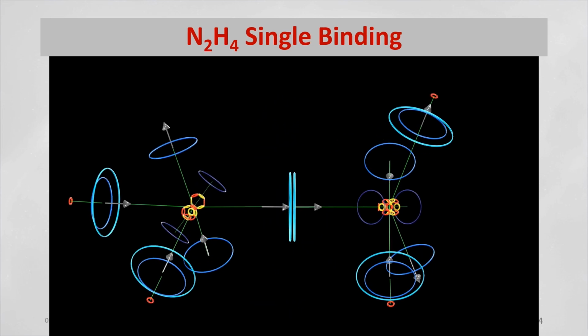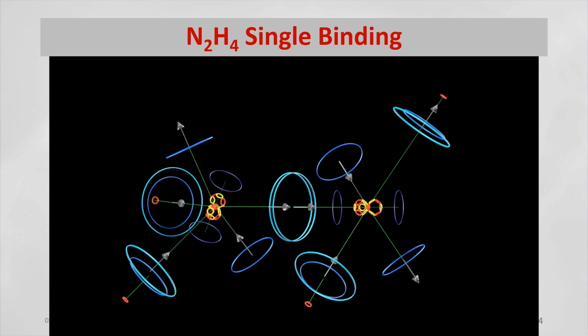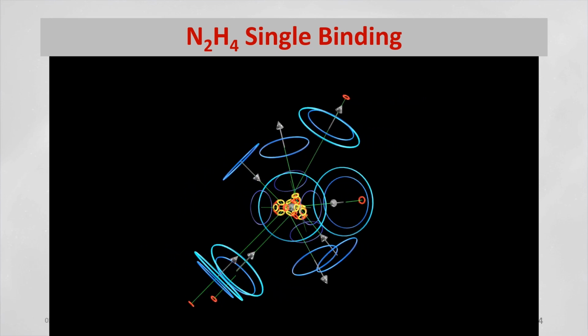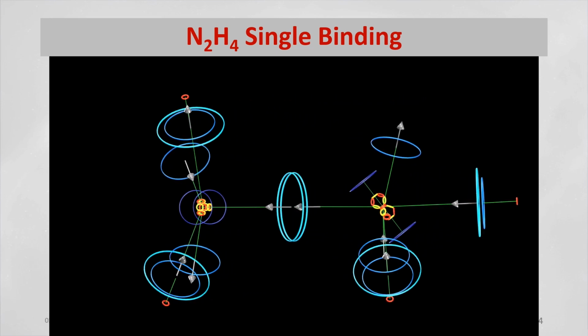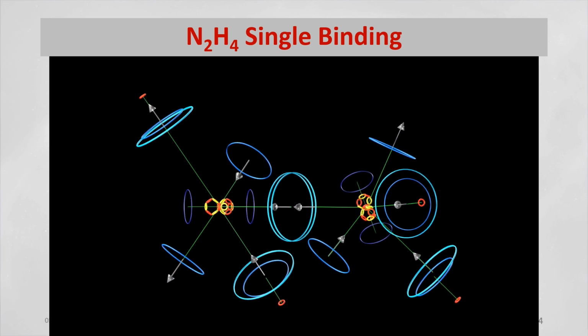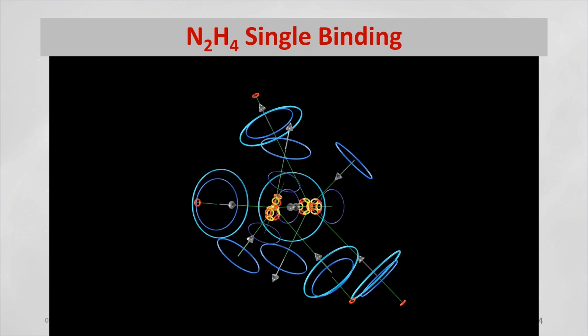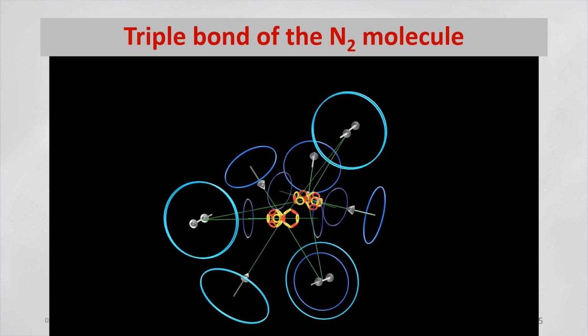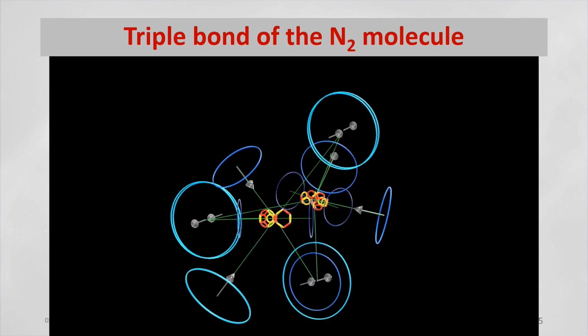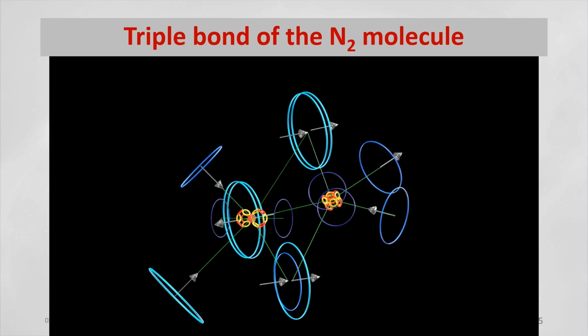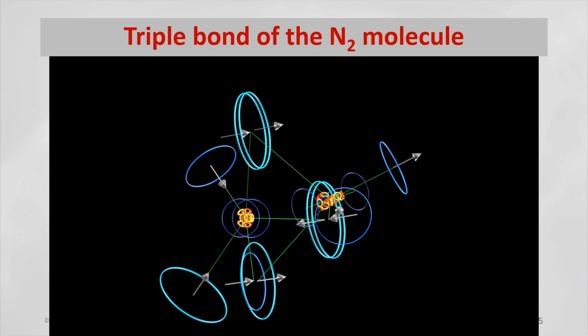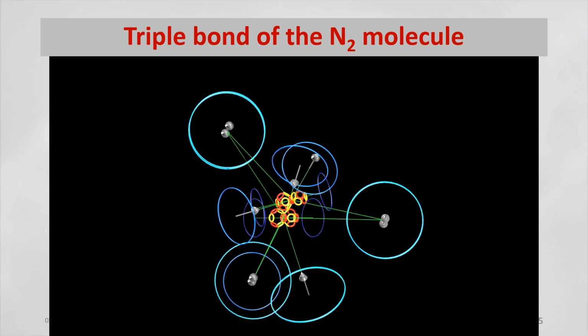Demonstration of a model of a simple bond between nitrogen atoms in a hydrazine molecule. Model of triple bond between nitrogen atoms in a nitrogen molecule. This triple bond is very strong, resulting in a low reactivity of the nitrogen molecule.